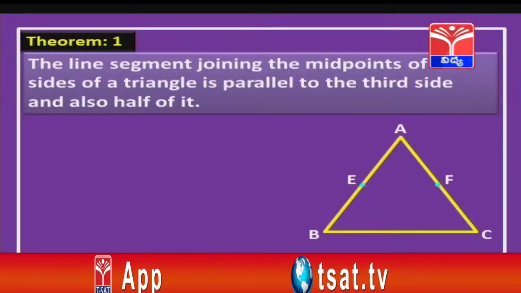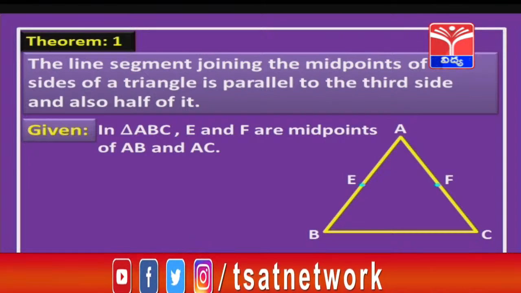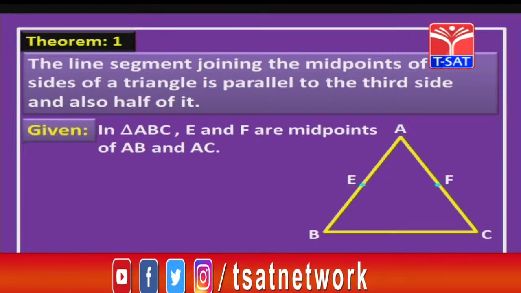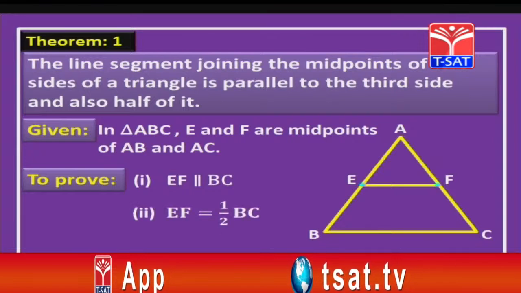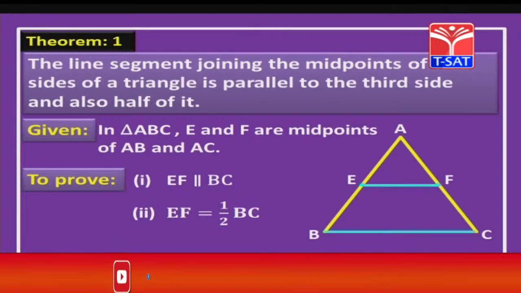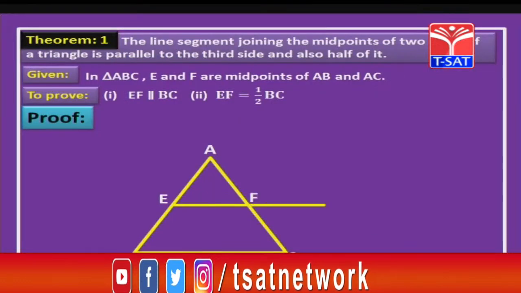So, mark the midpoints E and F of triangle ABC, where E is the midpoint of AB and F is the midpoint of AC. Now, what is required to prove, children? Yes, the first is EF parallel to BC and the second part is EF is half of BC. Okay, children. So, you can notice EF is parallel to BC and EF is half of BC. Now, let us start with the proof, children.